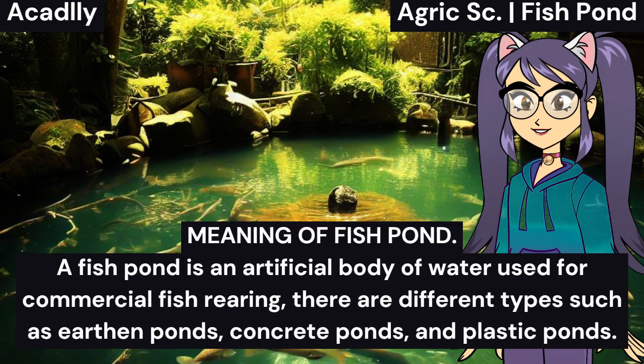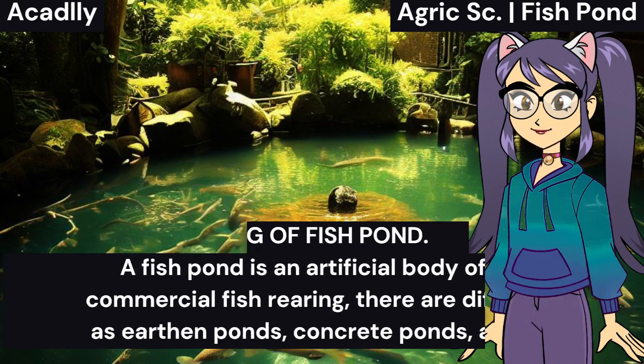Meaning of fish pond. A fish pond is an artificial body of water used for commercial fish rearing, and there are different types, such as earthen ponds, concrete ponds, and plastic ponds.